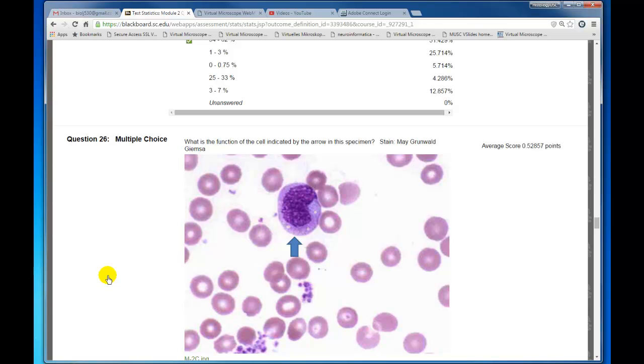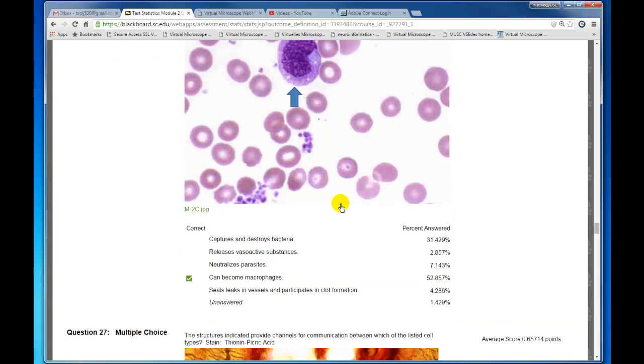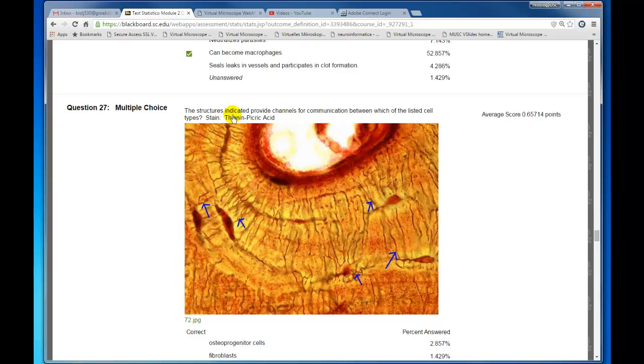Number 26, recognition of a white blood cell like a monocyte. And then what does it do? Well, in the circulating blood, it just circulates. But it can become a macrophage by going out of the vascular system, which it does in response to some stimulus, some foreign substance. And number 27, the structures indicated provide channels for communication.